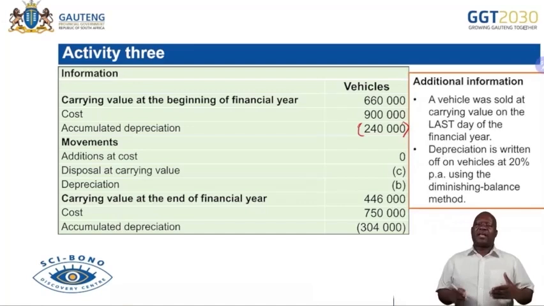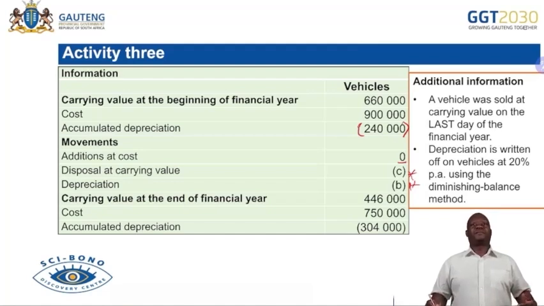So in this case, there is no new, but there is something that has been disposed. So you can see additions at cost, 0. Disposal at carrying value, there is something. We don't know how much. And we also have depreciation. Let's see if we can find B and C. For this, 2 minutes is coming your way, guys. Just get ready. For 2 minutes, you are going to do this calculation.